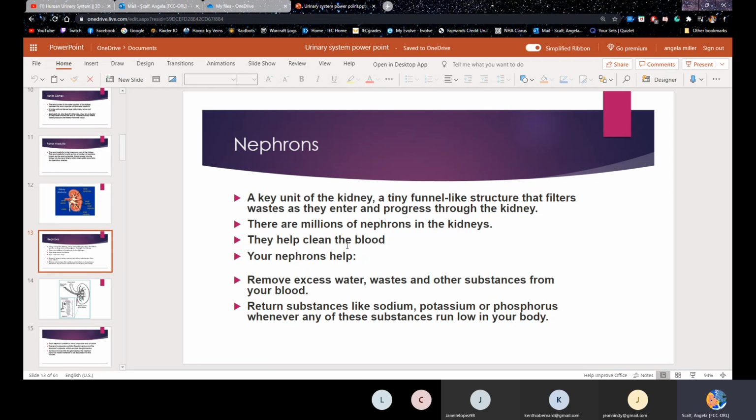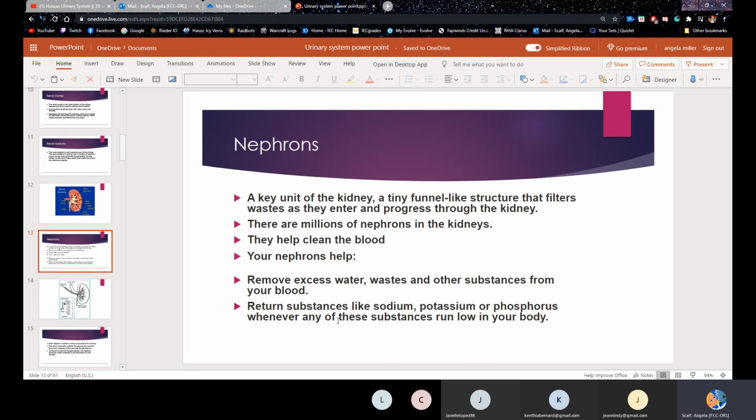There are millions of nephrons in each kidney. And we know that this is where the cleanup of the blood is taking place because it's removing excess water. And how do we do that? Well, we pee. It's removing waste. And how do we get rid of the waste? Through the pee. And it's also removing any toxic substances that we just don't need anymore. And that's also through pee.